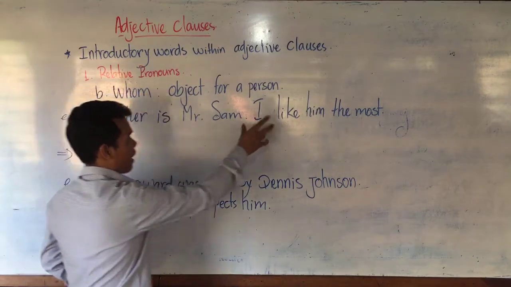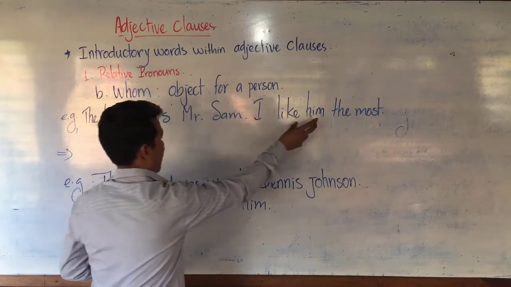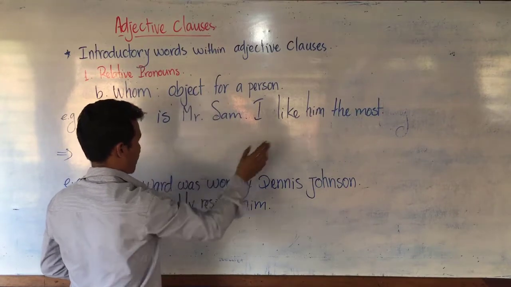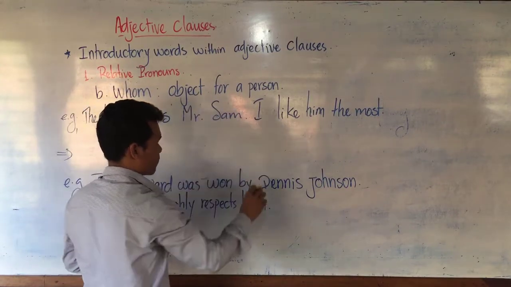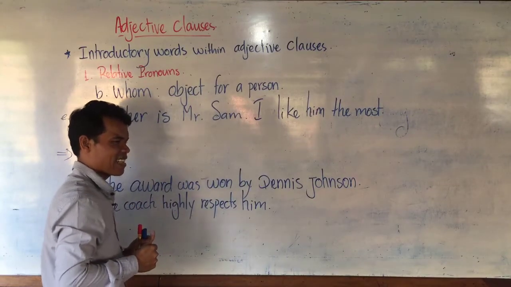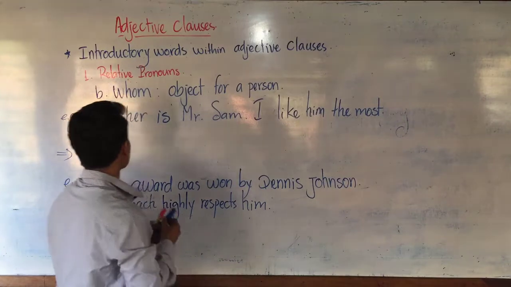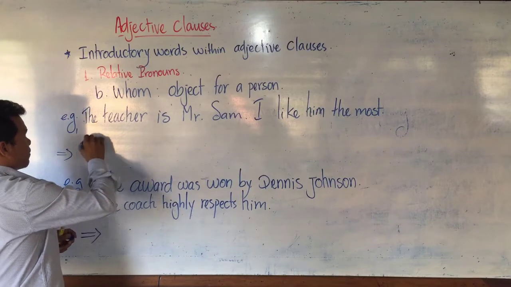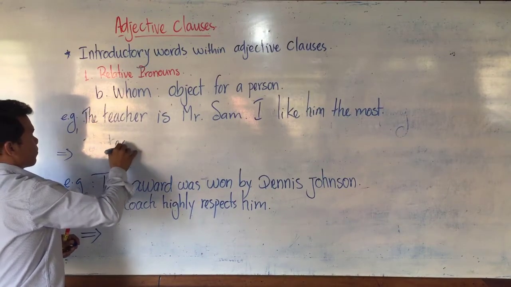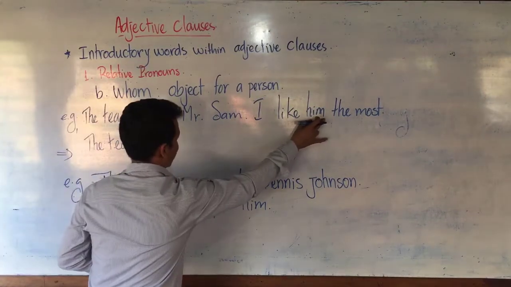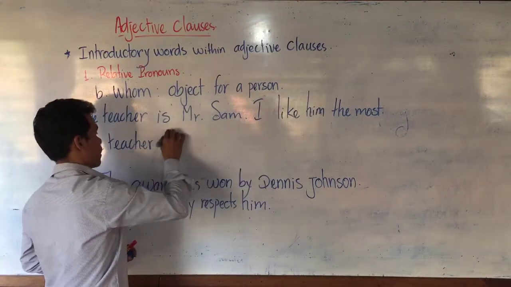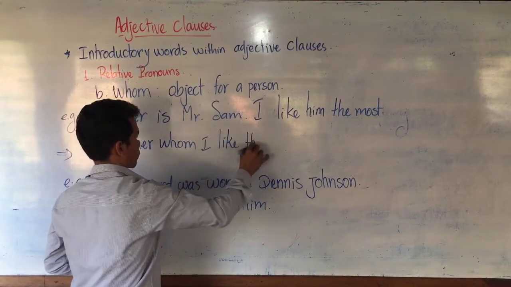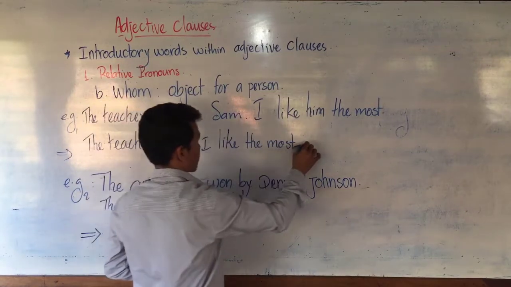The teacher is Sam. I like him the most. So the teacher and him are the same person. Why don't you use the teacher or Mr. Sam and him? In fact, if you use Mr. Sam and him when combining this sentence, it is not logical in terms of the meaning, right? So in this one, the teacher is the antecedent. So the teacher, him here, we use whom. We can write it like this: whom I like the most is Mr. Sam.